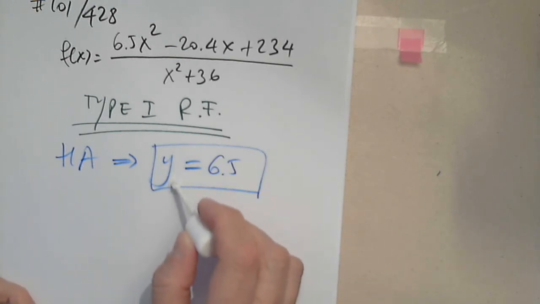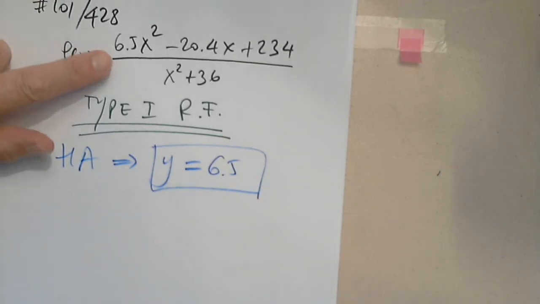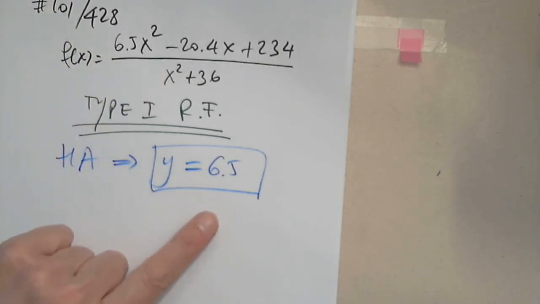Is it clear? Since it's a type 1, then I have the leading coefficient over the leading coefficient. This is the end behavior and also the horizontal asymptote. Is this true? As time goes by, is it true that this function gets closer and closer to 6.5? Yes. That is the meaning of the horizontal asymptote. Eventually, we go closer and closer to 6.5.